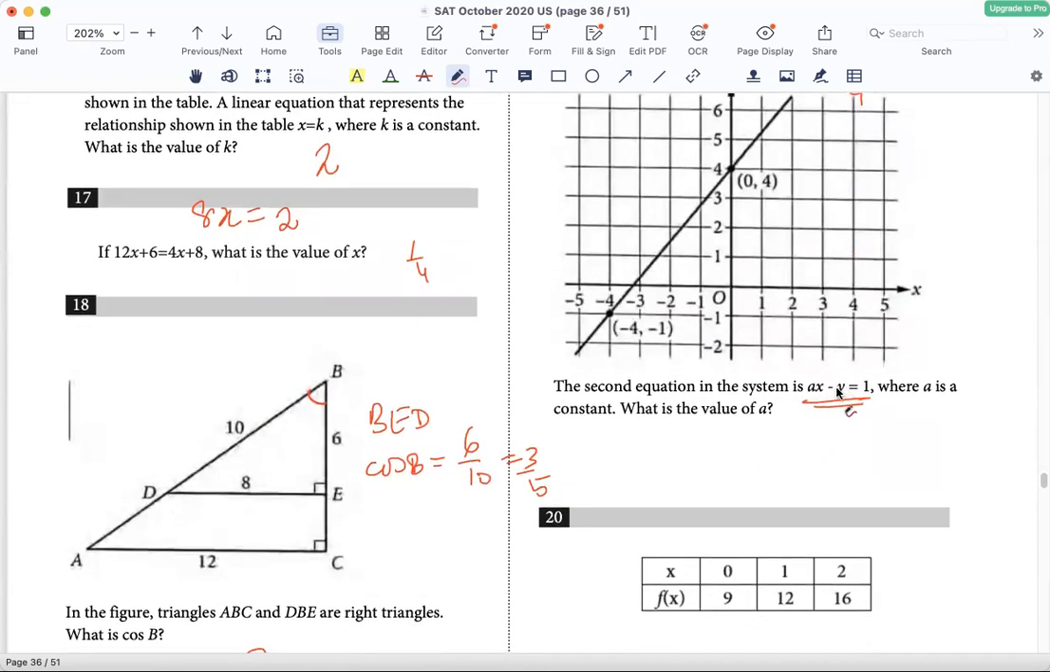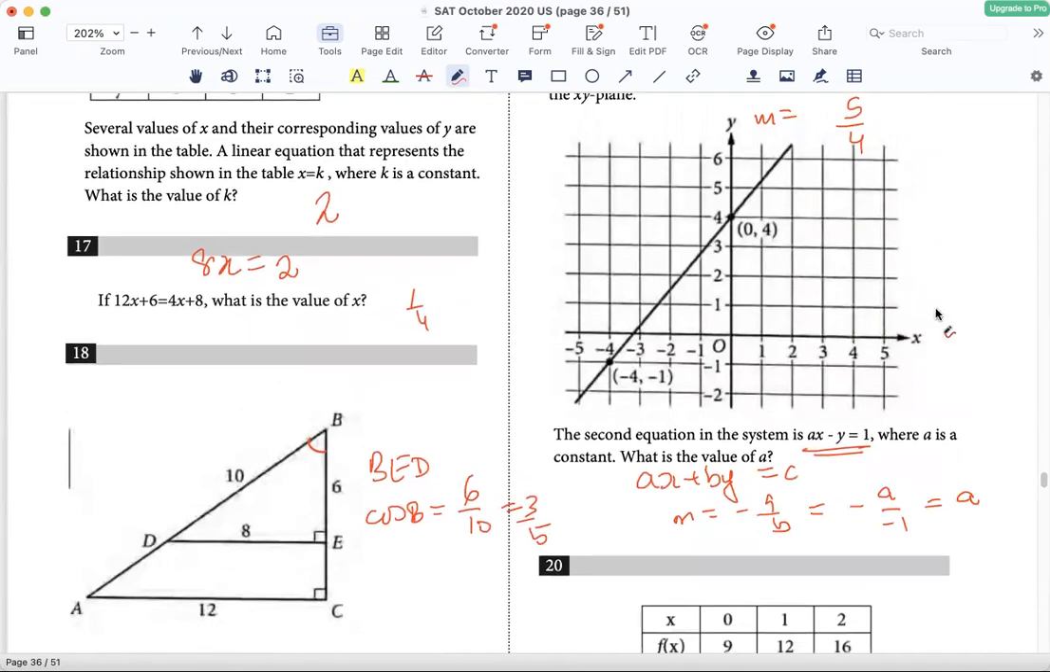Now, what is the slope of this line? When the line is written in the form of ax plus by is c, the slope is minus a by b. So here it's minus a by minus 1, which is a. Right? So a has to be 5 by 4 because that's the slope. So the answer is 5 by 4.